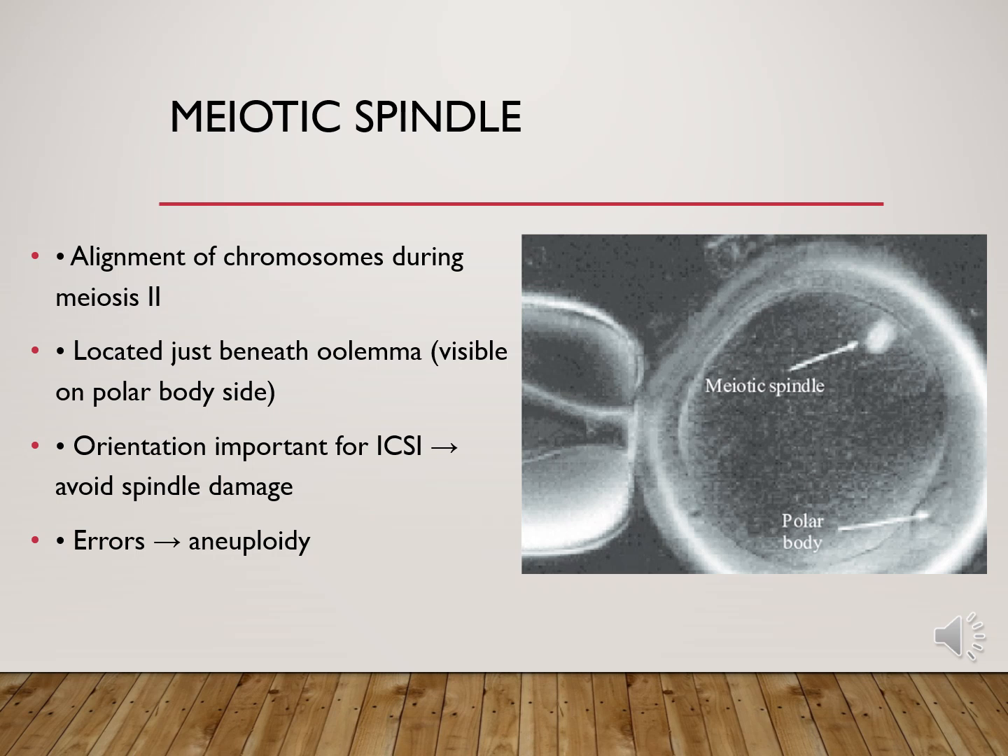The meiotic spindle aligns chromosomes during meiosis II, located just beneath the oolemma on the polar body side. Proper orientation of the meiotic spindle is critical during intracytoplasmic sperm injection, as spindle damage can cause aneuploidy. Errors in spindle function can result in chromosomal abnormalities in the embryo.